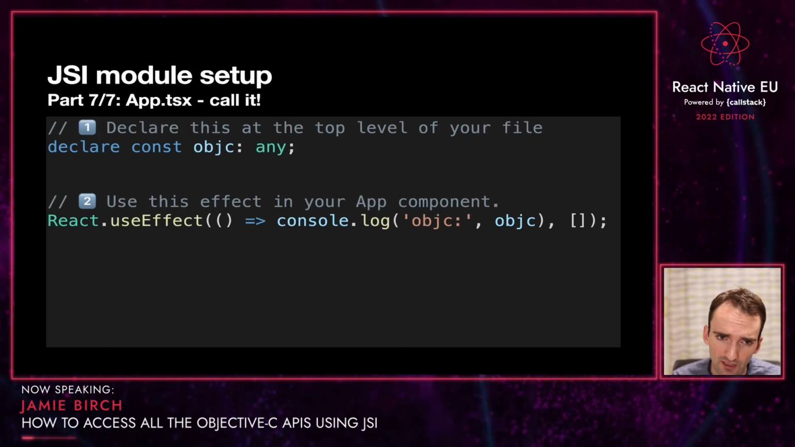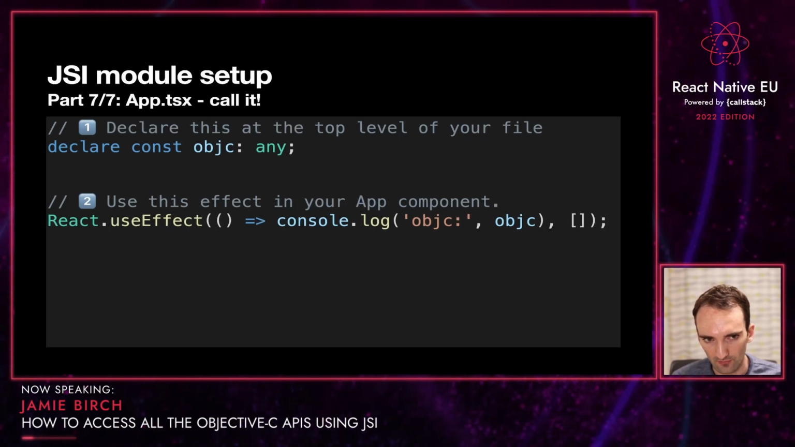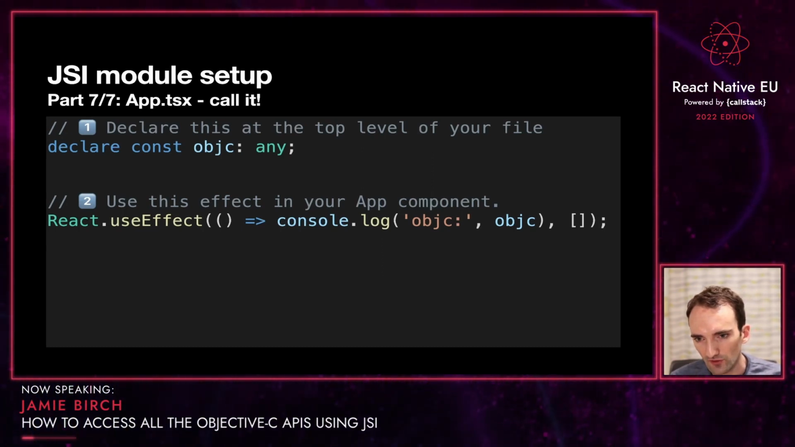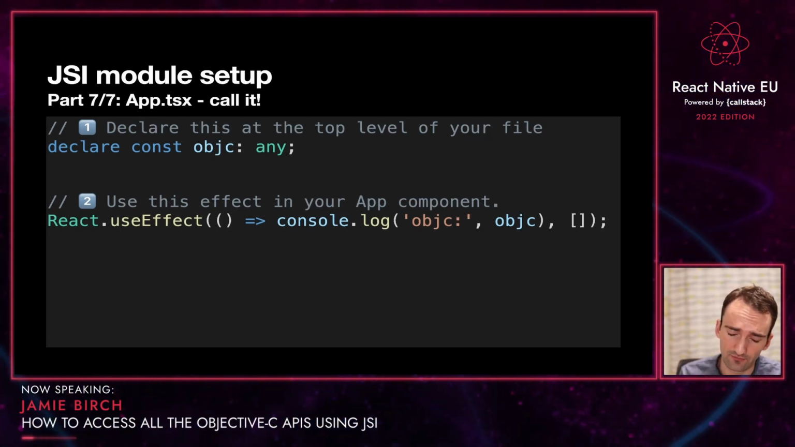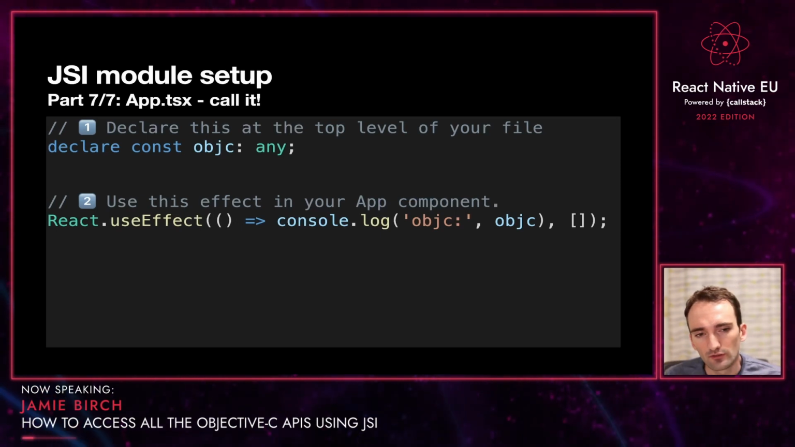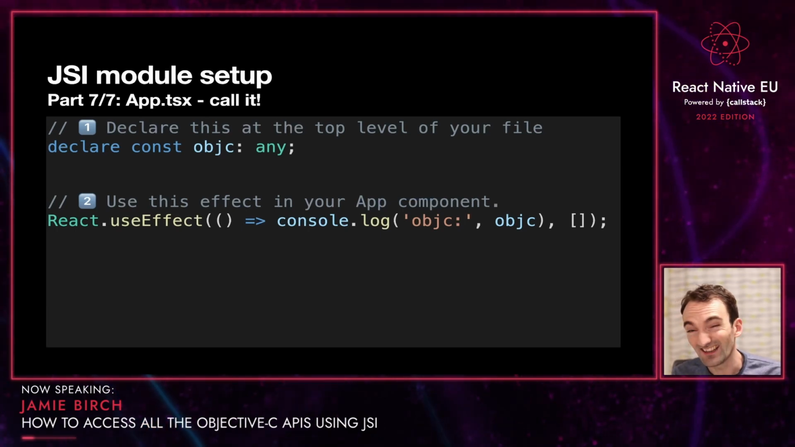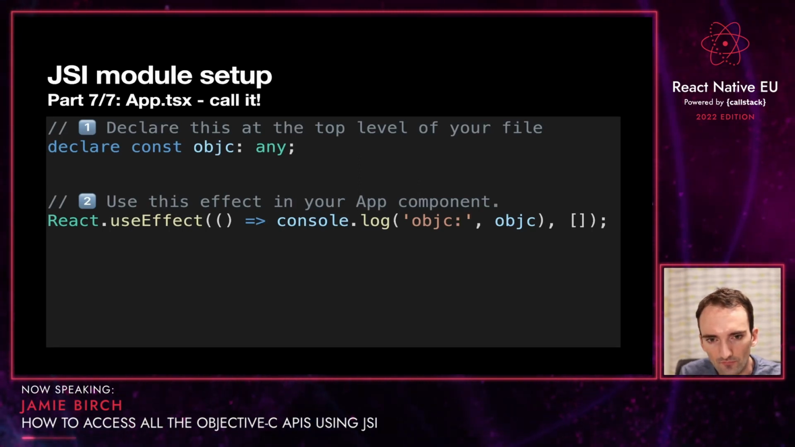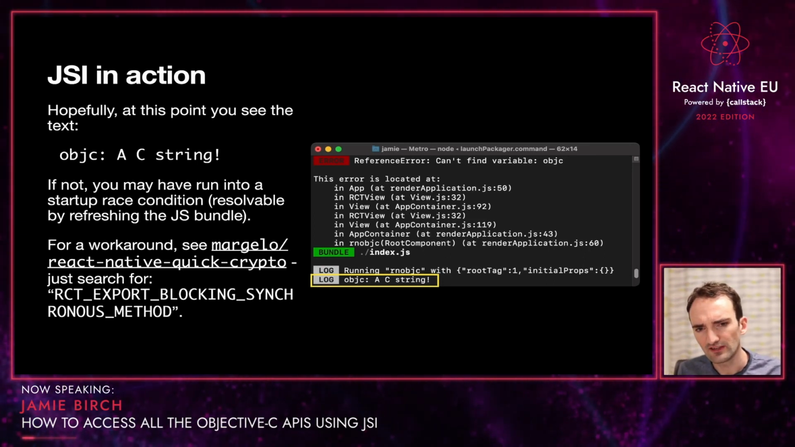Final part, we'll go into app.tsx and we'll try and call this thing that we've just set up. So point number 1, we'll declare a constant named ObjectiveC. It's going to be any type. It's actually string type technically, but later on we will need it to be any, so let's just have it as any from now. Now, point number 2, we'll set up a useEffect that will run upon mount and dismount, and we'll just log out ObjectiveC. Hopefully, at this point, you'll see in the console the text ObjectiveC, a C string.